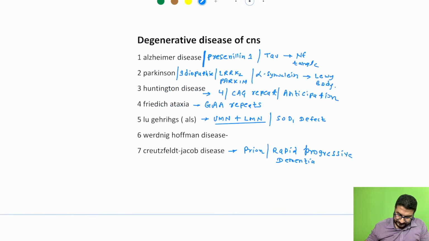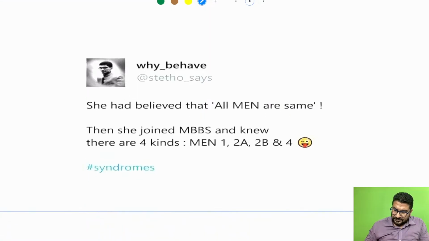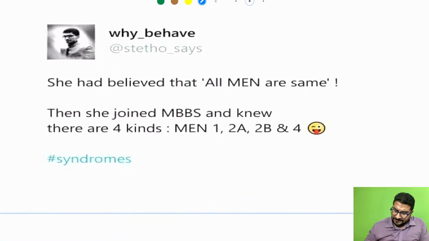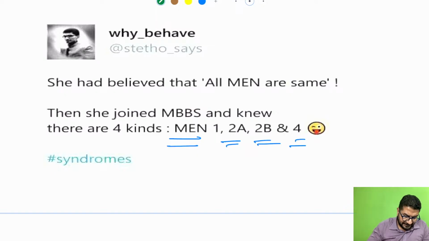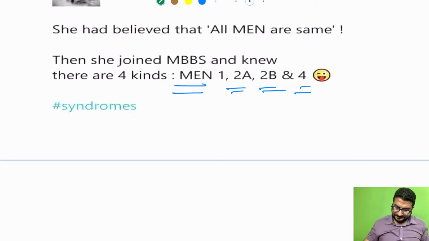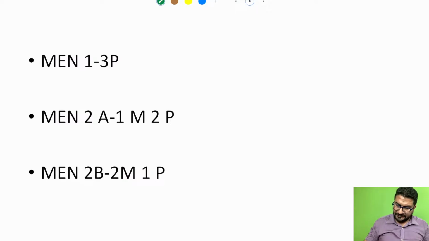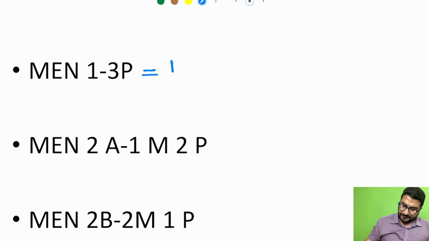Then, okay, she had believed that all MEN are the same. Then after MBBS she is saying MEN 1, MEN 2A, MEN 2B, MEN 4. So they ask you questions on MEN syndrome. MEN syndrome means multiple endocrine neoplasia. MEN 1 will be 3P. 3P means the patient will have pituitary tumor, parathyroid tumor and pancreatic tumor.